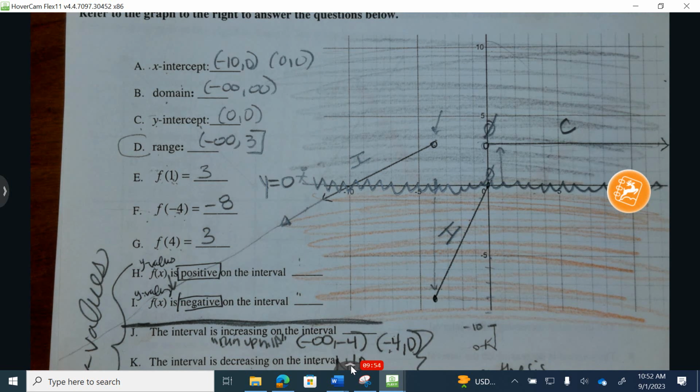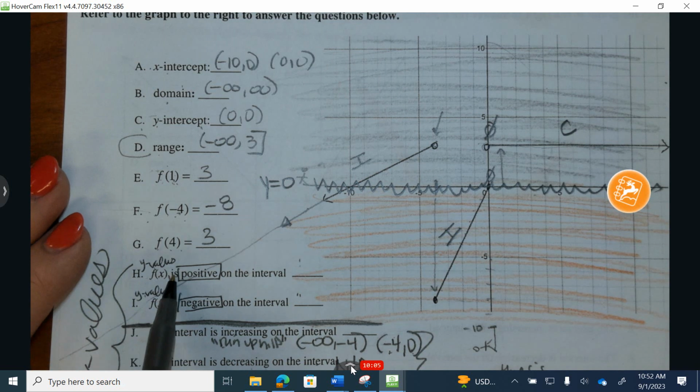0 is a neutral number. It's neither positive nor negative. If you have $0 in a bank account, you're not in the hole, you're just not above. You haven't added anything to it. Okay, so where are y values positive?